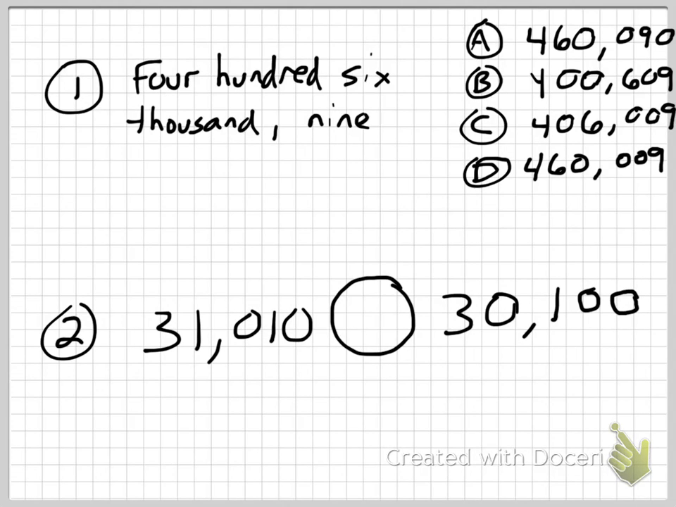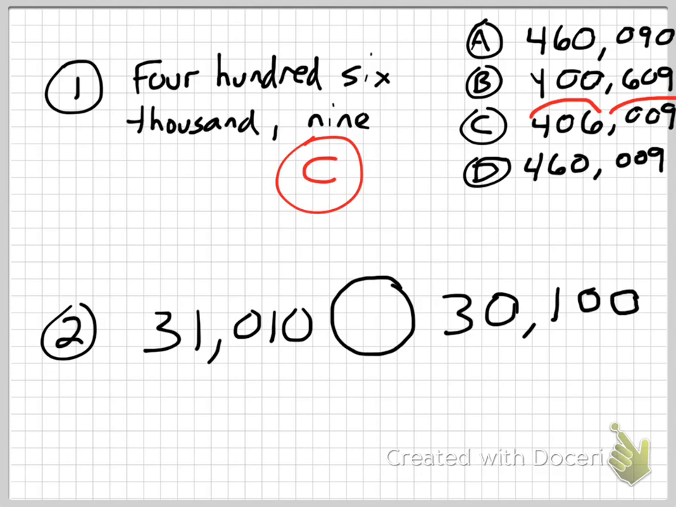For number 1, it says 406,009. The only one here that actually says 406,000 is this one. So that tells you right there, it's got to be the right answer, right? But even so, 406,000 and then 9. Agreed? Does that make sense? 406,009. The answer is C.